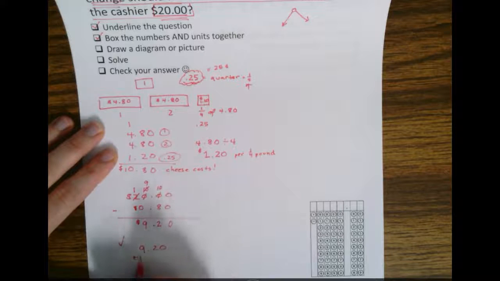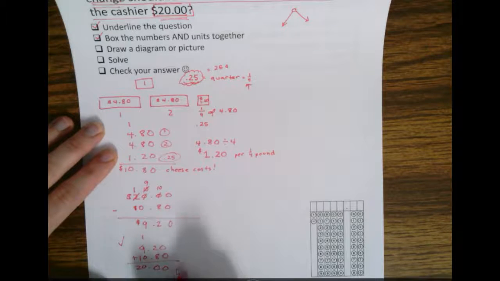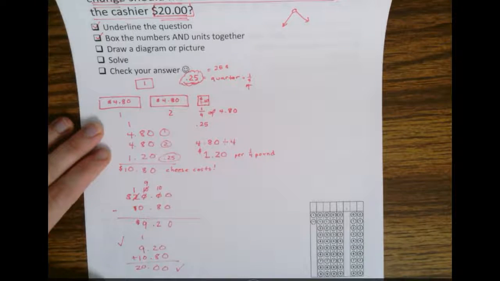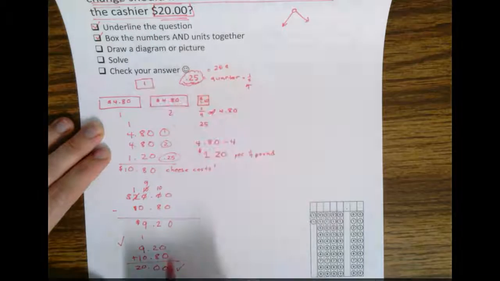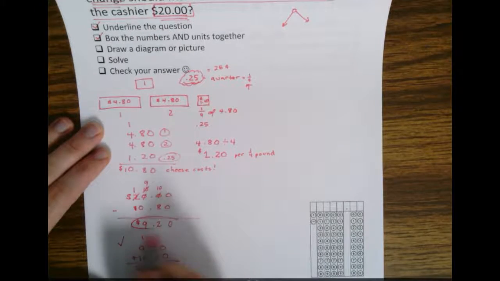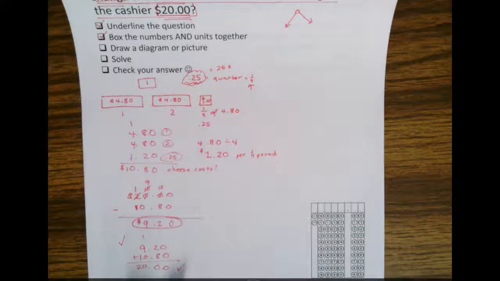9.20 plus 10.80. That makes a dollar here. Regroup the dollar. $20. Check. I know I have it correct. So I actually just went through all the steps. Underlining, boxing, drawing a diagram, solving, and checking. So I know my answer should be 9.20. Whew! That was a lot.